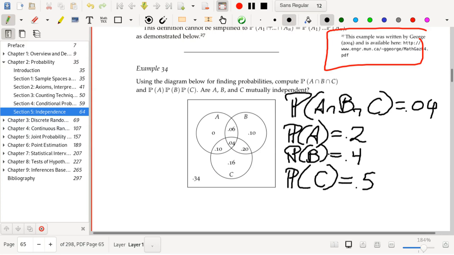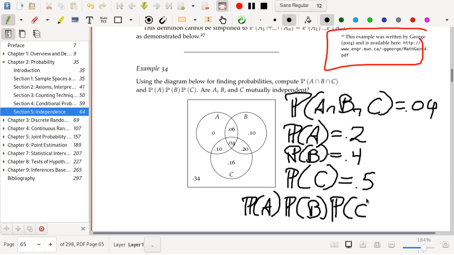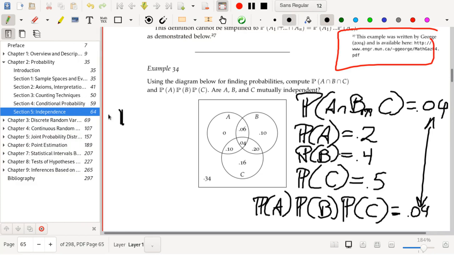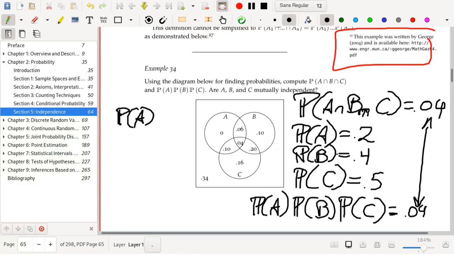So the probability of A times the probability of B times the probability of C is going to be 0.2 times 0.5, which is 0.1, times 0.4, which will be 0.04. And those two numbers are equal to each other. So it's tempting to say that these events are independent of each other, but then I ask you to compute the probability of A intersected with B.